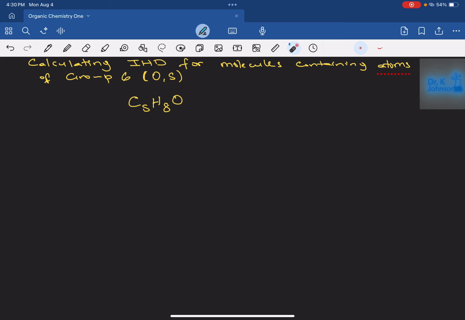So for oxygen, do nothing. Unlike halogen, remember, we add; oxygen, do nothing. If you want a cute little way to remember that, remember the word nothing has an O in it. Just use that for your oxygen. So do nothing. Let's talk about how we would calculate the index of hydrogen deficiency for this.